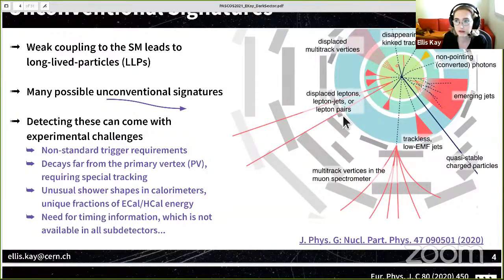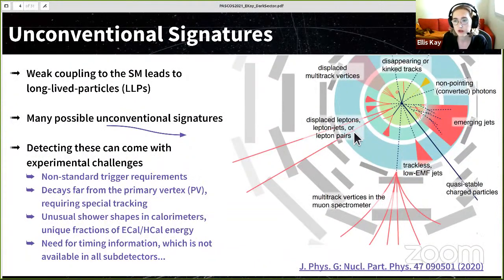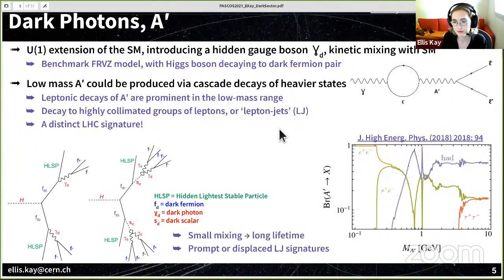So as I mentioned, the ATLAS detector is designed to look at prompt decays from the center of the detector. But with these long-lived particles, we could have decays happening really far out in the detector, and this might come with new experimental challenges where we have to use special triggers or tracking or look for timing information, which we don't necessarily have in all of the detector. So we're using ATLAS in ways that it wasn't designed for. Now I'll just describe some examples of some different analyses we have been performing quite recently.